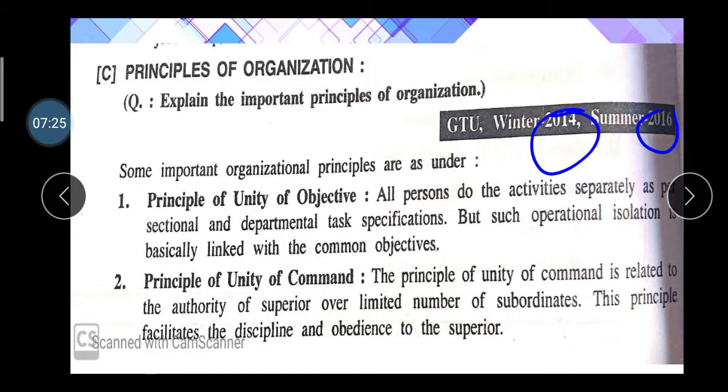This principle facilitates the discipline and the obedience to the superior. So if you follow this unity of command, then in your organization discipline is created, and then always you have to obey, you have to follow whatever direction is given by the superior.